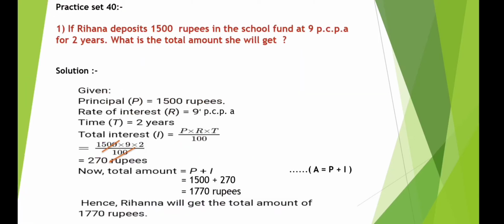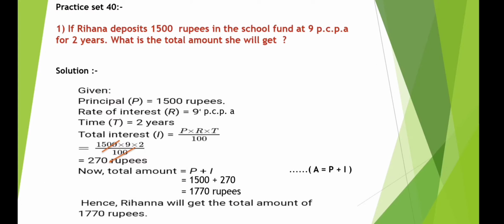Now let us start with practice set 40. The first question is, if Rihanna deposits 1500 rupees in the school fund at 9 PCPA. Now what is the meaning of PCPA? Percent per annum. For 2 years. What is the total amount she will get? Here we have to find the total amount. That means the ending amount.